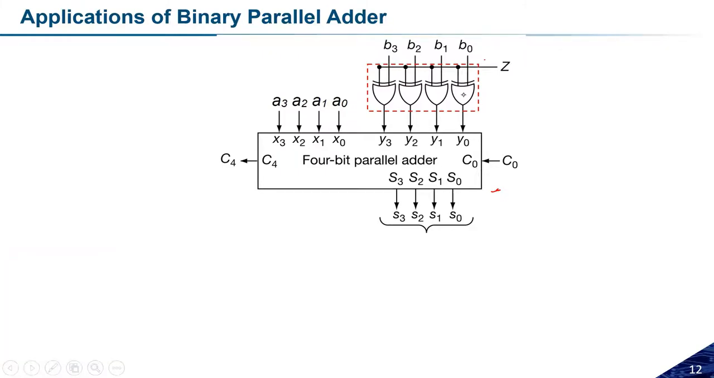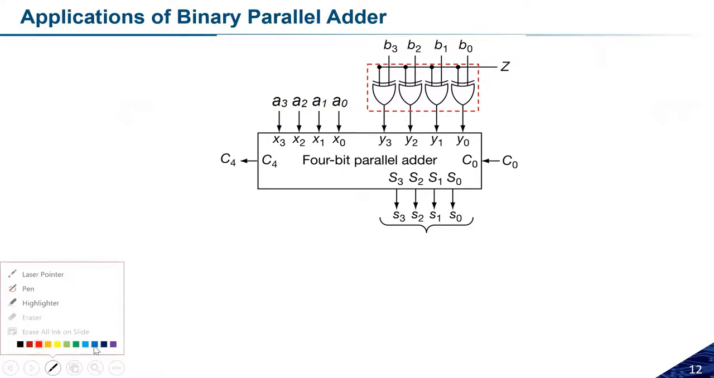Perfect, because this is the XOR gate, and we know the XOR function: suppose I have two inputs, 00, 01, 10 and 11, it gives output 0, 1, 1, 0. If I provide one input as ground, it will act as a buffer. If I provide one of the inputs as logic high, it will act as an inverter. So Z is acting as a control signal here, and if Z is equal to zero, it will act as a simple data transfer. Whatever data I receive from B0 to B3 will be the same.